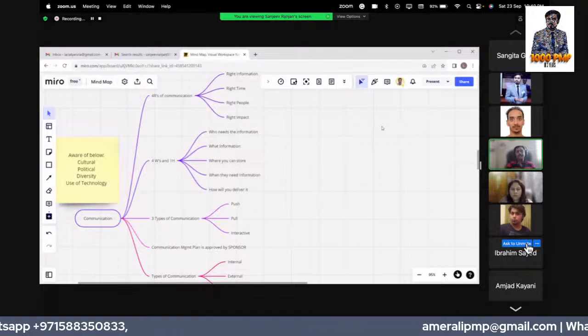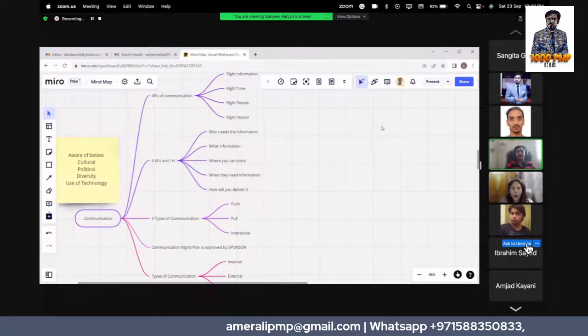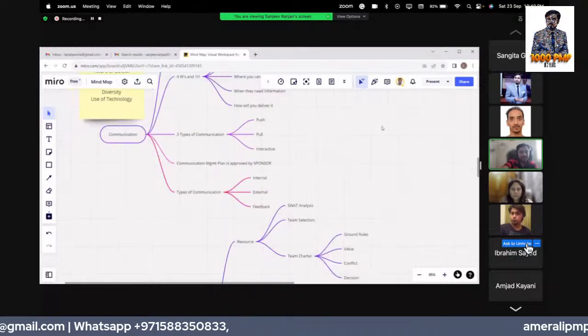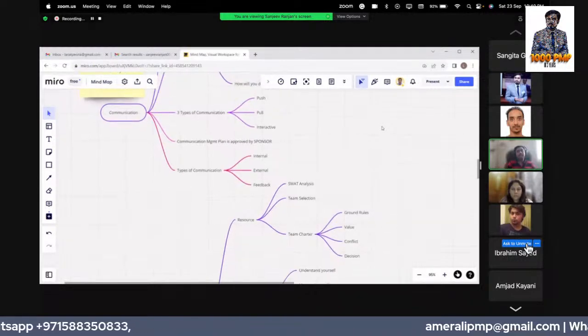Again, in communication, we have three types of communication: push, pull, and interactive. The communication management plan is all the time approved by the sponsor. Types of communication: internal, external, and feedback.